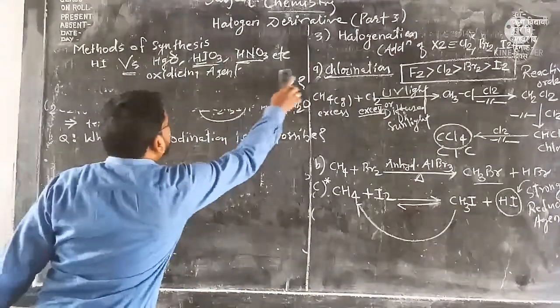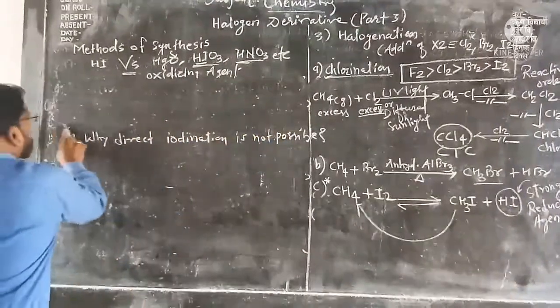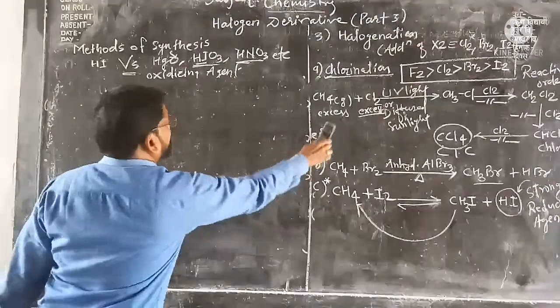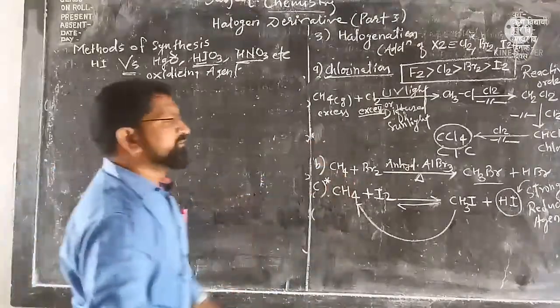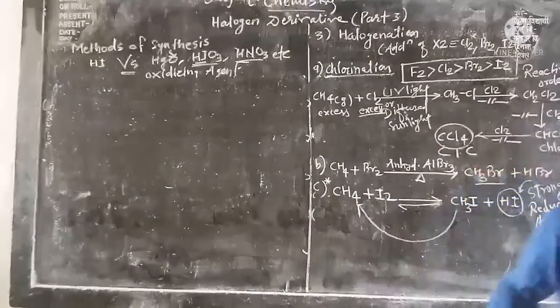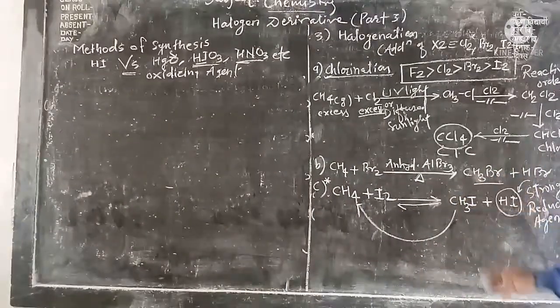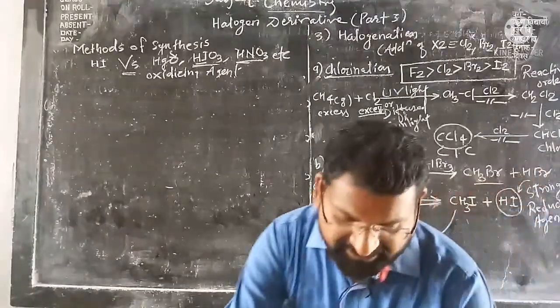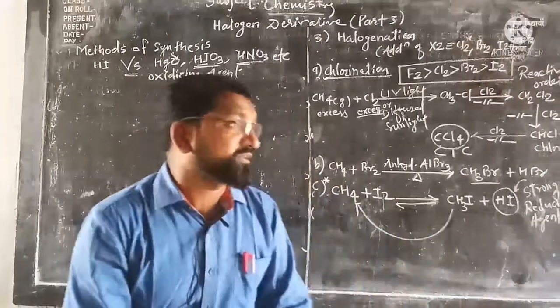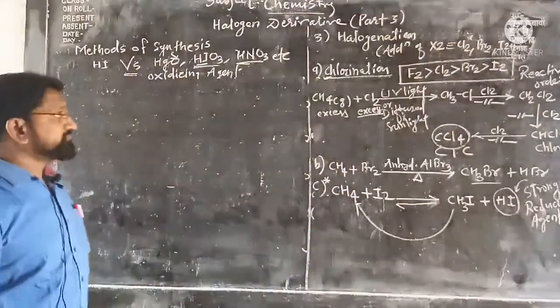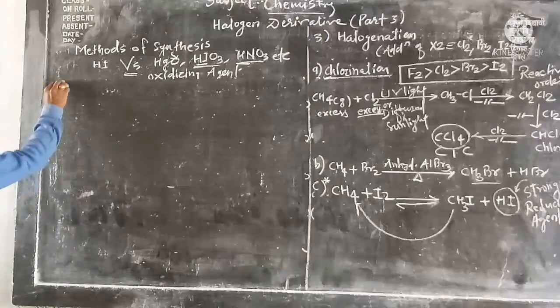So this is about halogenation, that is, chlorination, bromination and iodination. Now this is also one of the important methods to prepare alkyl halide, okay? Now let us go for the next reaction. Number 4, method of preparation.